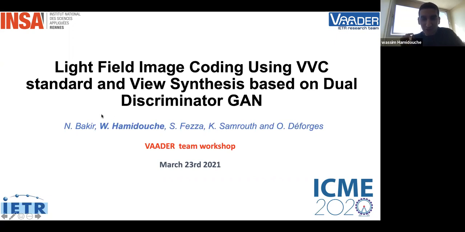On dual discriminator GAN. This work has been published in ICME 2020 last year. It was selected as one of the candidates for the best paper award, and it was then extended to a journal accepted at Transactions on Multimedia. This work has been done in the context of the Nader Bakir thesis, who is now associate professor at Lebanese University.